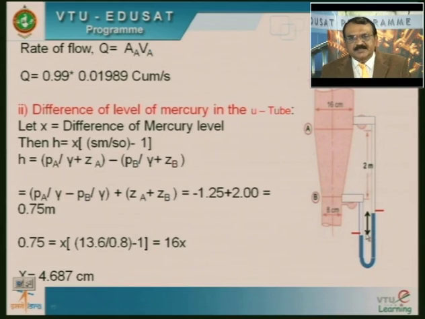Again I repeat, the main aim of this second part of the problem is to find the level difference of mercury between the left limb and the right limb. In the first part you had two pressure gauges, at A and at B. If I remove the pressure gauges at A and B and replace them by a differential manometer, the question asked is what is the difference in manometric level between the left limb and right limb. If you work this out, you get this difference as 4.687, or approximately 5 centimeter. Okay, I hope it is clear.